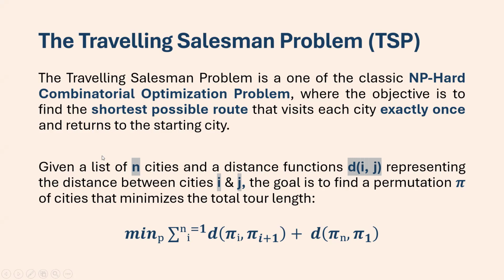Now, with just a few cities, this is easy. But as the number of cities increases, the number of possible routes grows exponentially. With 10 cities, there are over 3 million possible routes. So this makes it really hard for computers to test every single option. This is the generalized formulation where you are given a list of n cities with a distance function d(i, j), which represents the distance between the cities i and j. The goal is to find the permutation pi of the cities that minimizes the total tour length which the salesman has to travel. Next slide, please.